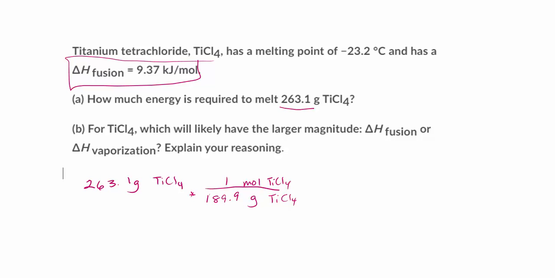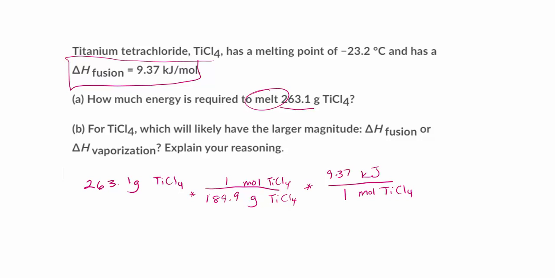So the delta H of fusion is the energy required to go between the solid and the liquid. When we're talking about melting, we're talking about going from solid to liquid. So I'm going to use this energy as a conversion factor, and I'm going to convert moles of titanium tetrachloride into kilojoules of energy. So the 9.37 stays with kilojoules, and that is read as kilojoules per 1 mole.